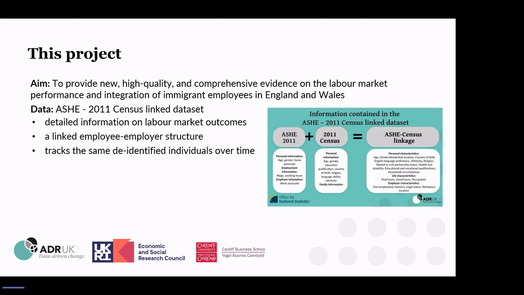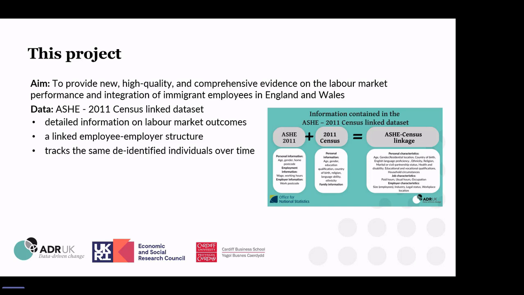ASHE is a well-known and one of the most reliable sources of earnings and hours in the UK. It also includes detailed information on various labour market outcomes, such as occupation and type of employment contracts. It also has a linked employee-employer structure. So using de-identified information, one can compare co-workers employed by the same employer and make comparisons in terms of their labour market outcomes too. It's also possible to track the same de-identified individuals over time, so you can look at how the labour market performance or the gaps evolve over time.